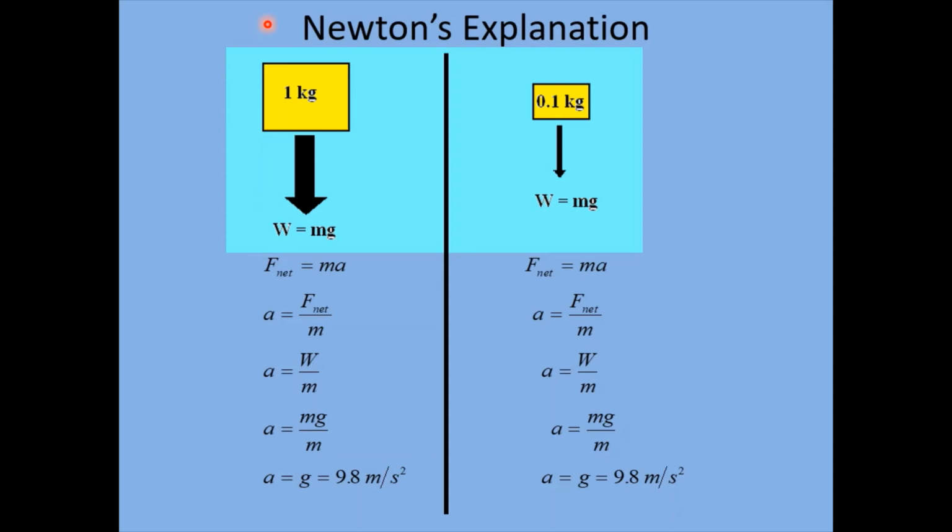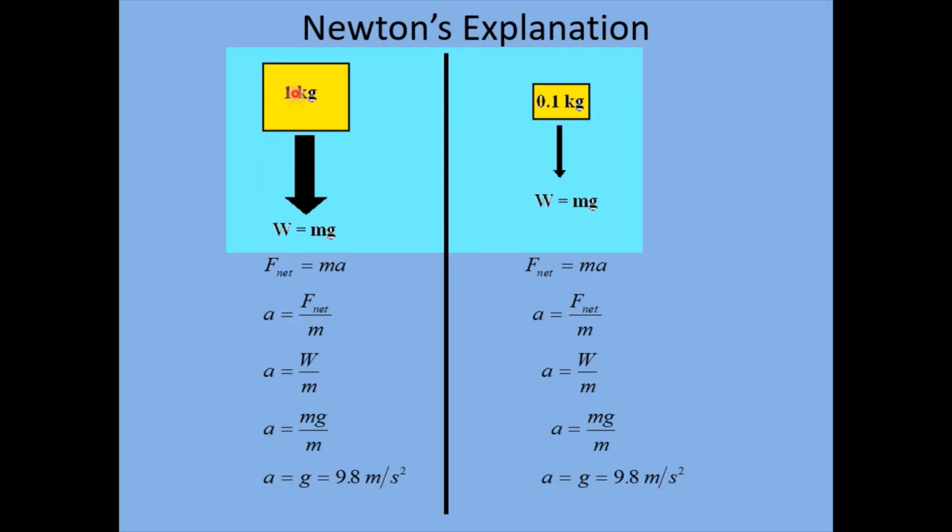As clever as Galileo's argument was, it really took Isaac Newton's laws of motion to come up with the real explanation of why a heavy object and a light object fall at the same rate. So let's go ahead and look at the way Isaac Newton would explain the situation. So here is our heavy object. Remember, it has a mass of 1 kilogram.